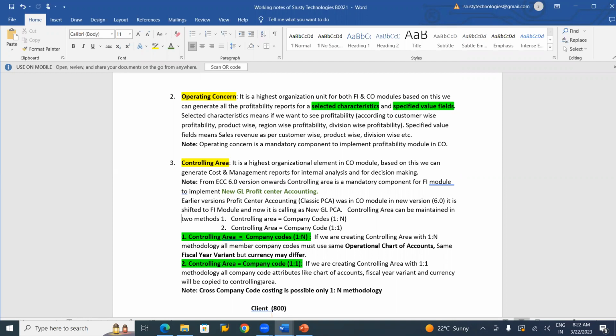Is this clear? So in any organization, if you are doing intercompany postings or intercompany transactions, then what does it mean? That particular company is using 1:n methodology for its controlling area. And if that particular company is not having intercompany postings, then what does it mean? They are following 1:1 methodology. That is the controlling area part. Any questions on this?